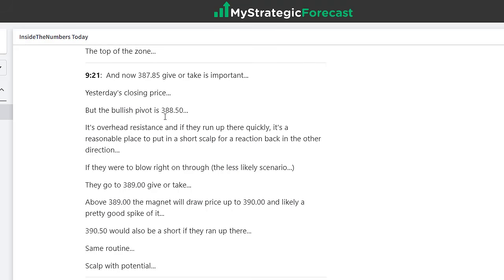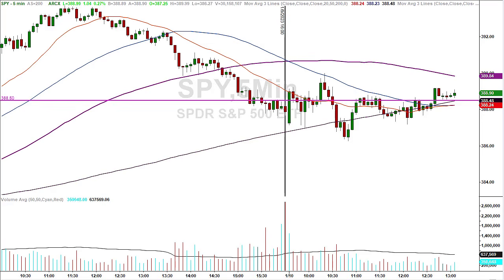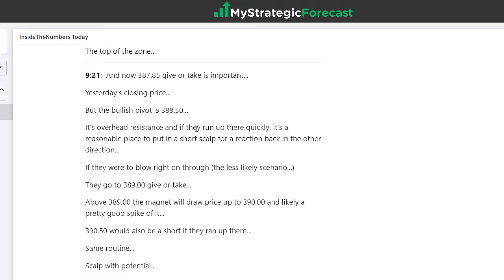But the bullish pivot is 388.50. You can see the importance of 388.50. Everything right of the vertical line is today's activity. 388.50 is certainly worth knowing about. It is the pivot. Below is bearish, above is bullish. If you can identify the pivot and understand how markets work, you can find success in the market.